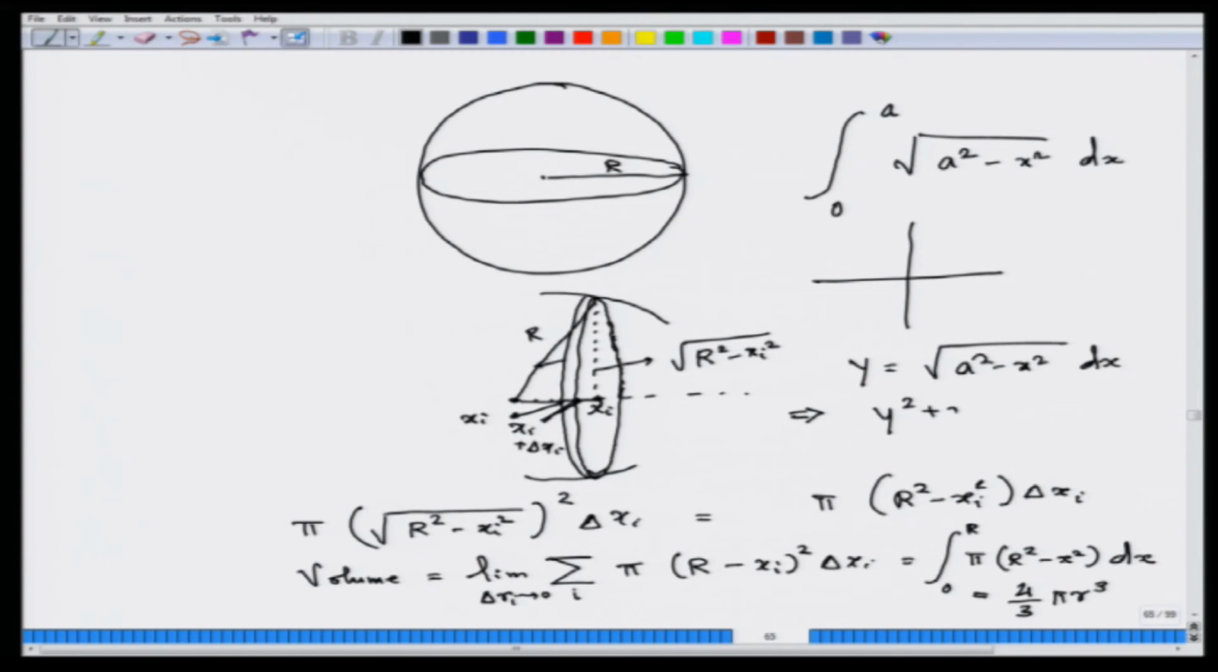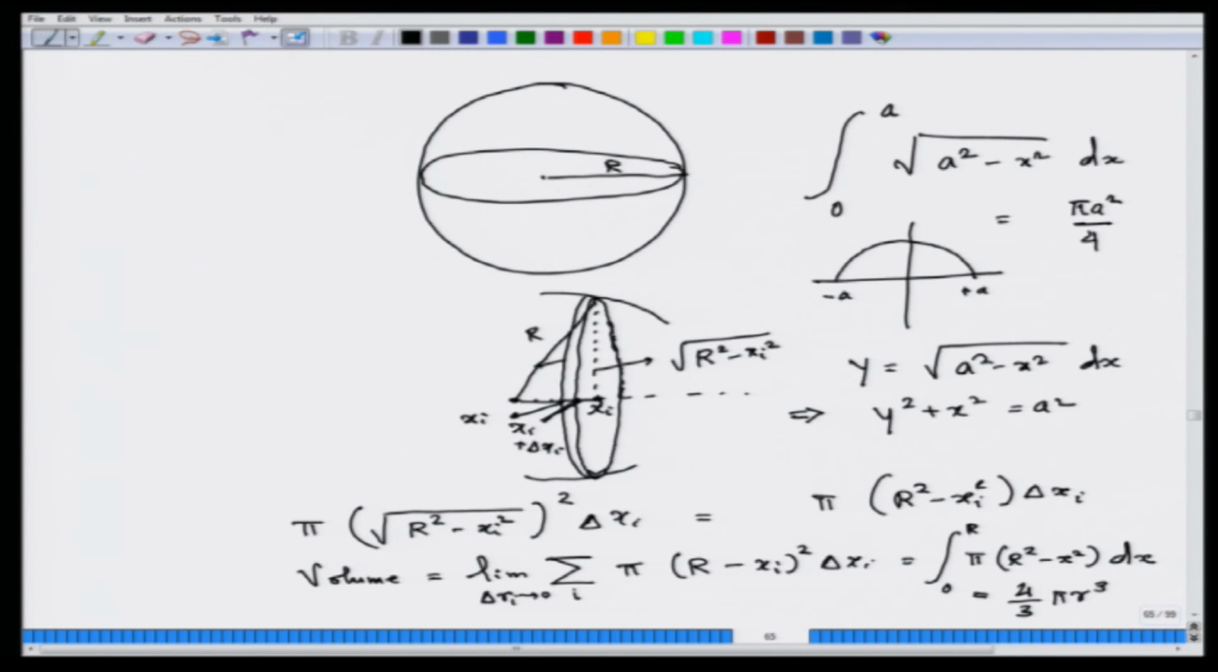y square plus x square is equal to a square. So, this function represents the upper part of the circle from minus a to plus a, and the area of this is pi a square by 2, and we are looking at half of that because of the symmetry. So, this is nothing but pi a square by 4. The answer is pi a square by 4. So, if you know the areas, you can actually compute integrals like this.